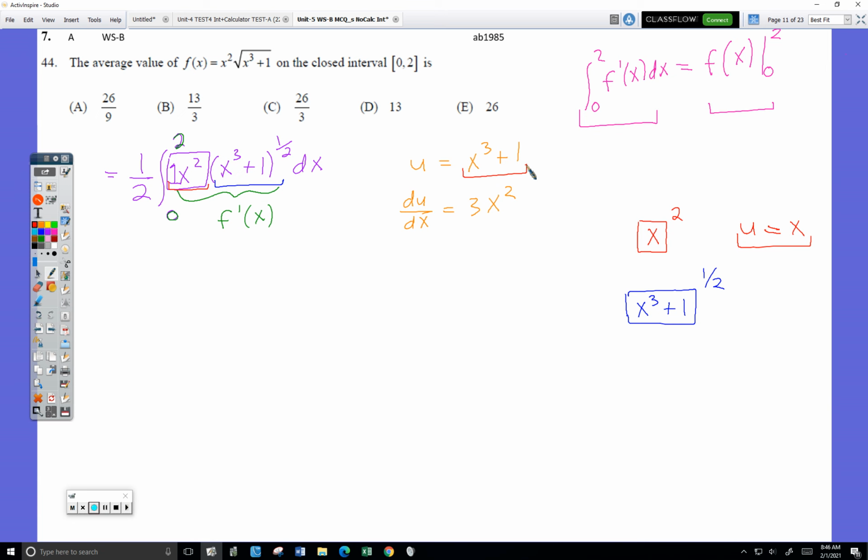Cool? So that looks good. So I rearrange. I've got to make my choices for U now. So I've got to change the limits. U equals the x value, which is 2, cubed, plus 1. That's 9. The lower limit is U equals 0 cubed, plus 1, which is 1. So we need me to talk more about how to change the limits.